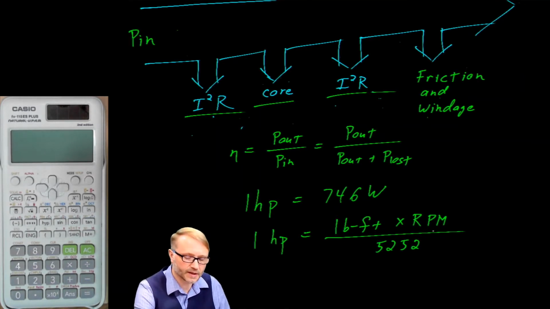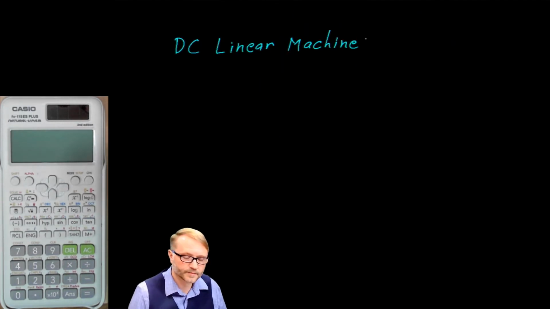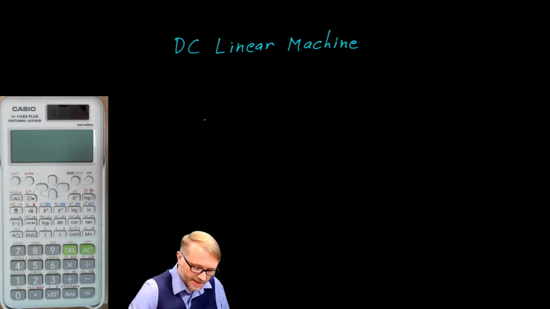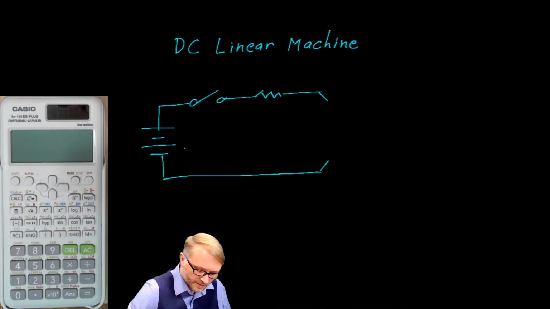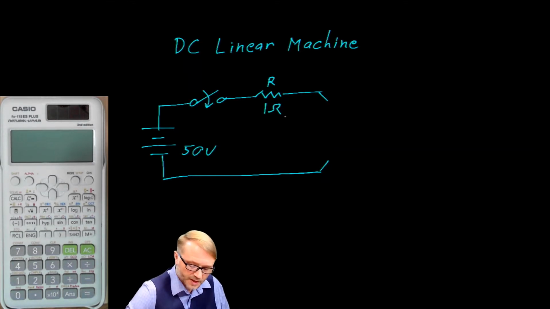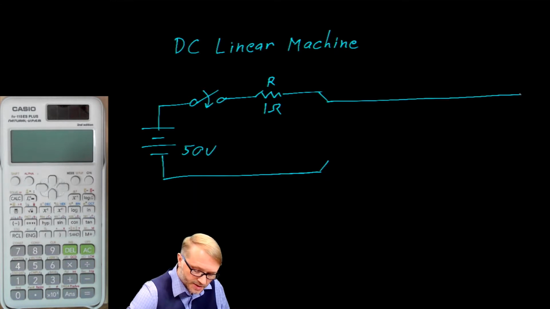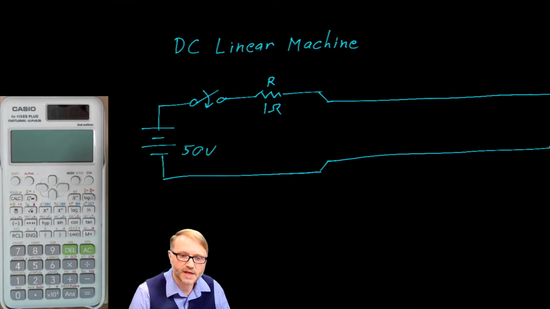With that said, let's take a look at the linear DC machine. Conceptually, it looks something like this. We have the battery, we'll let that be 50 volts, a switch, which will close at time 0, and a resistance. We'll let that be 1 ohm. To that, we attach 2 absolutely perfect wires. And when we say perfect, that means wires that make perfect connection but have no resistance.